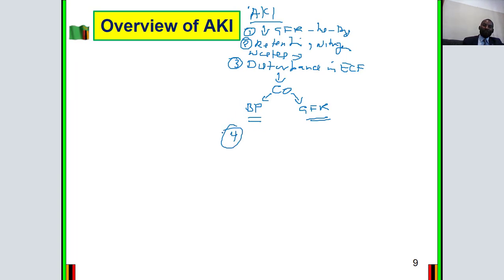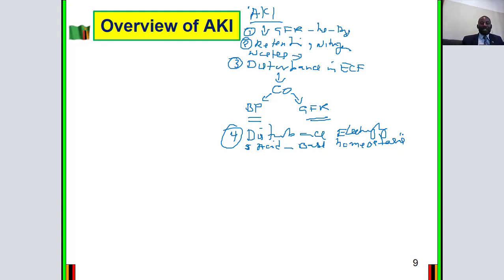Then number 4, okay, there is also disturbance. In what? There is disturbance in electrolytes and acid-base homeostasis. That is balance. So these are very, very, very important to take note.